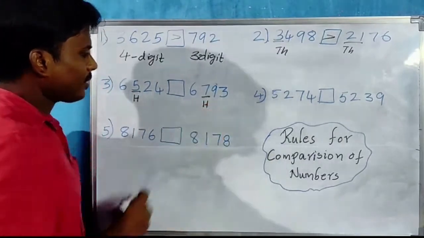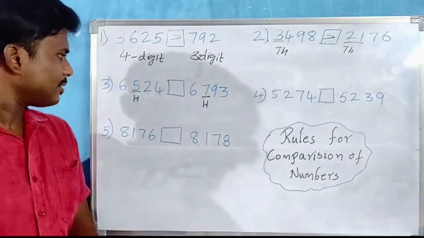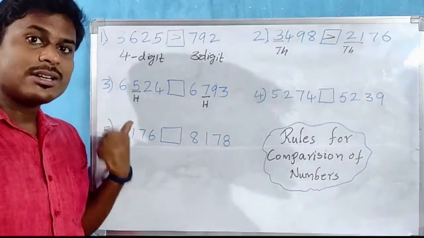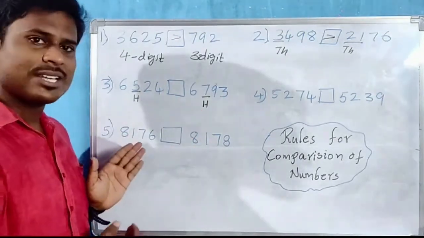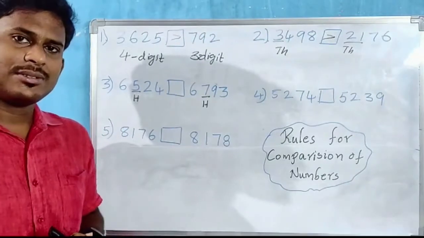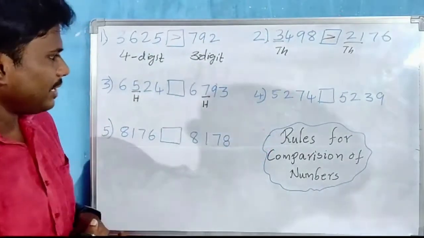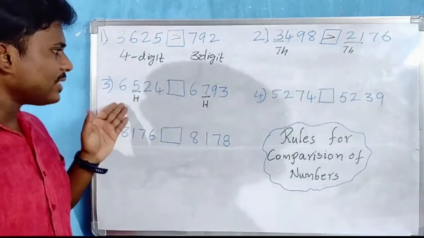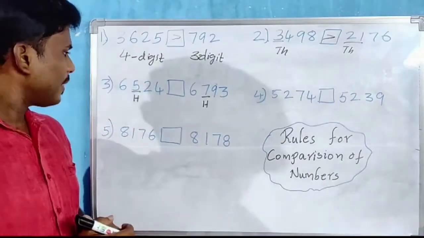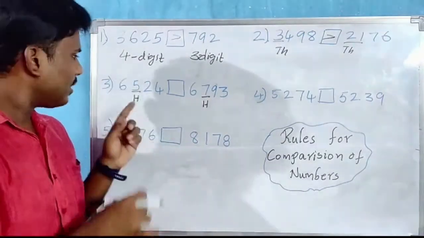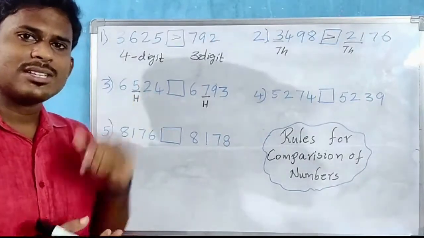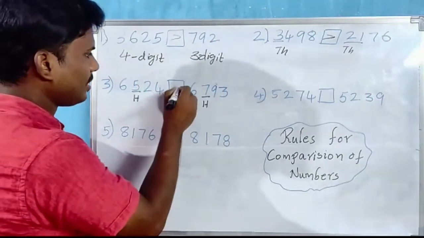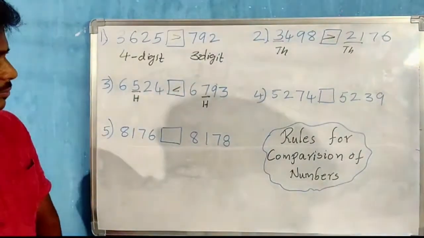Now in the hundreds place, here it is digit 5. Here it is digit 7. Is the left hand side greater or the right hand side greater? The right hand side is greater. So this is less than this. Based on this place, automatically the total number becomes less than this number. What is the symbol of less than? This is the symbol of less than.